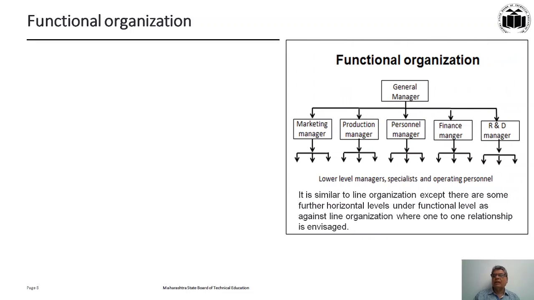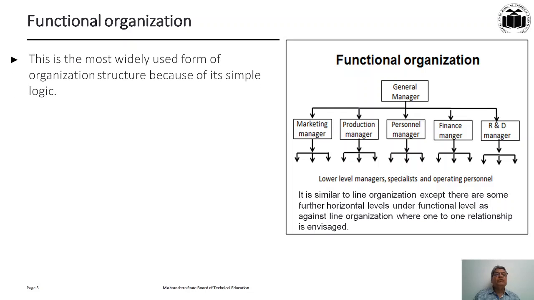Now, what is functional organization? You can see the picture. There is a general manager at the top. Then there are four or five departments like marketing, production, personnel, finance, R&D. Maybe more departments will be there as per the requirement. Then there is another level working under it, which is a horizontal level. So it is similar to line organization, except there is a further horizontal level under the functional level, as against line organization where a one-to-one relationship is envisaged.